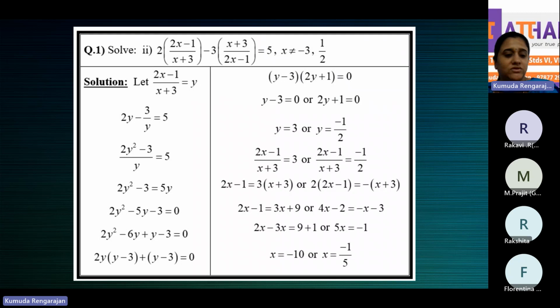I'll just show you this right here. See here, children, you need to proceed like this after you get the values for y. What is y? y is 2x minus 1 by x plus 3. Once you get y is 3, y is minus 1 by 2, y means 2x minus 1 by x plus 3 is equal to 3, or 2x minus 1 by x plus 3 is equal to minus 1 by 2. This again you should cross multiply and work and you'll get the values for x. All right? Do it.